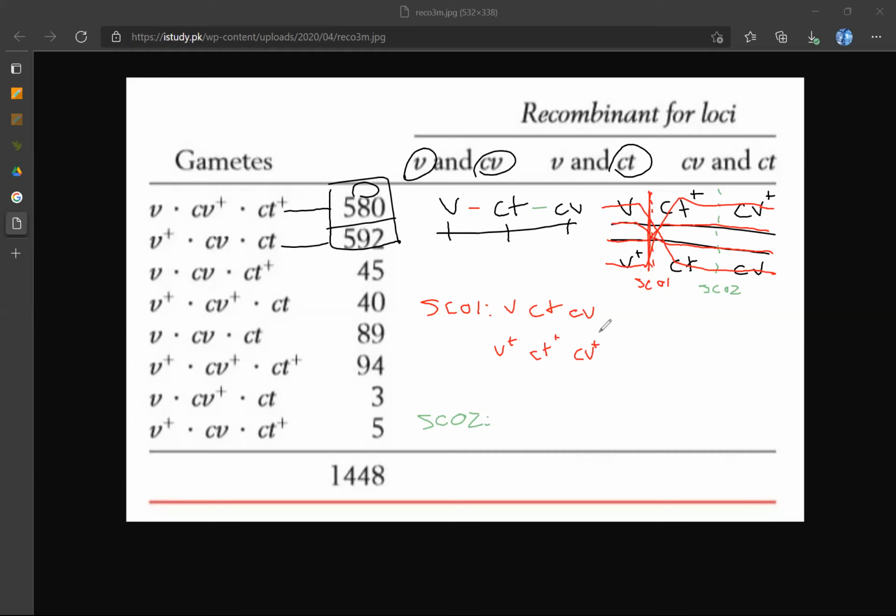Is the process similar for 2-point crosses? I mean, we just did a 2-point cross. Do you think it's similar? I don't know. I don't think so.